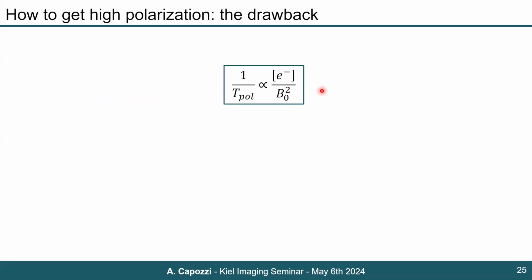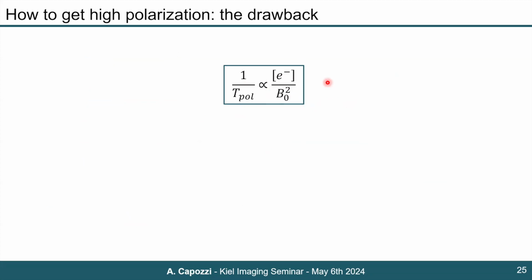So long T1E, short T1E depends on the sample. One common feature when you go towards higher field is that everything becomes slower from the nuclear point of view. So polarizing your substrate takes more time, and the polarization time increases with the square of the magnetic field. So it can become very slow.